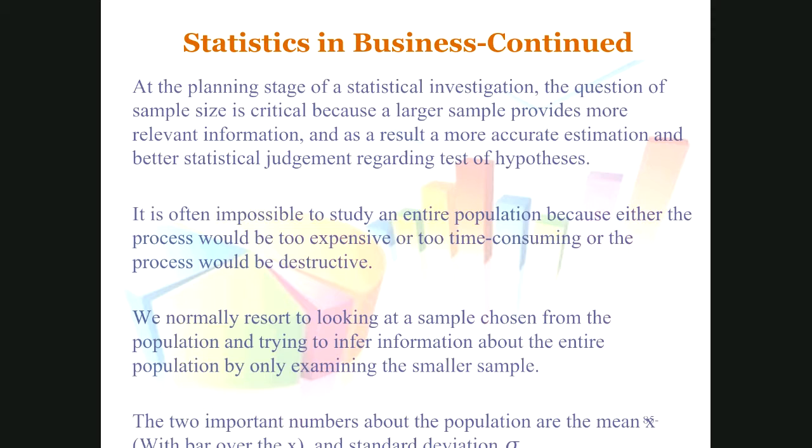So you normally resort to looking at a sample chosen from a population and trying to infer information about the entire population by only examining the smaller sample. The two important numbers of the population are the mean, which is an X with a bar over it, and the standard deviation, and that is the Greek symbol sigma.